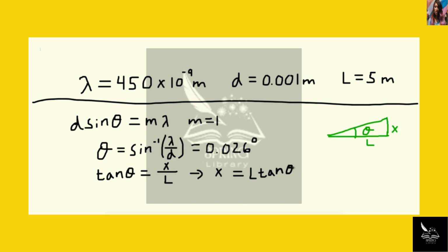Plugging those values into this expression, we find that x is equal to 0.00225 meters, or 0.225 centimeters. Well, the actual width that we're trying to find, the width of the central maxima, is 2 times that. So we'll say W here is 2x, or in other words, 0.45 centimeters. Since we were asked to put it in centimeters, I put it in centimeters. And we can go ahead and box that in as our solution to the question.